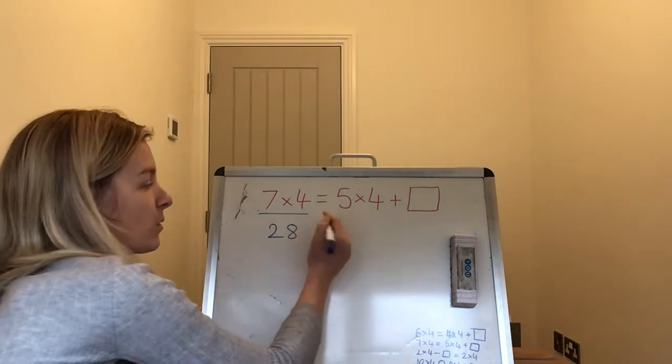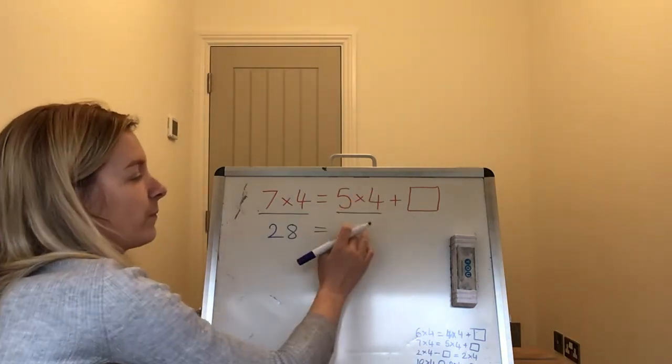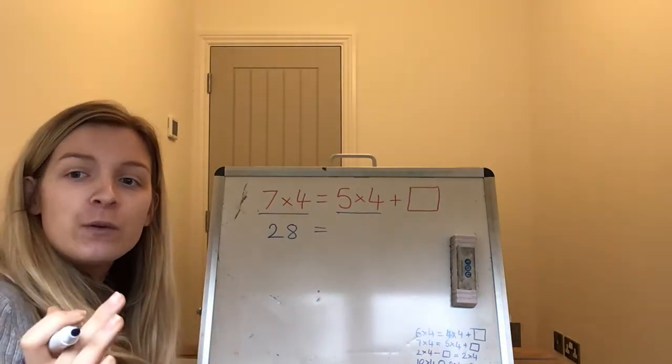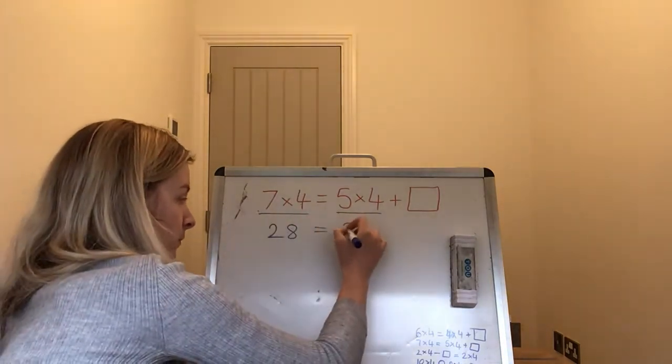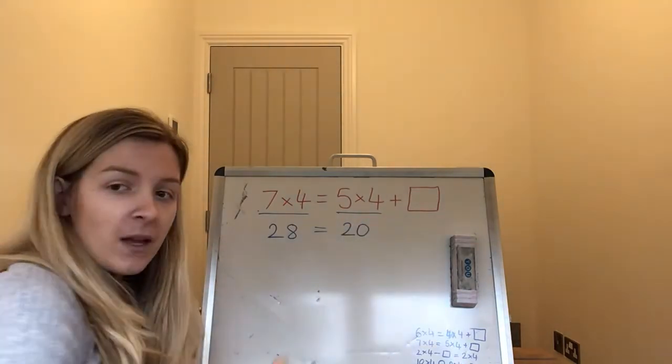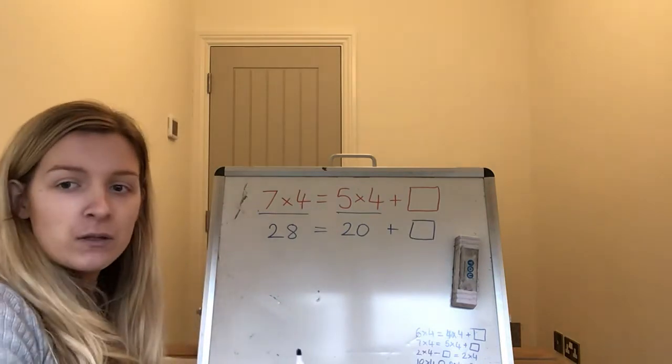Then we have that equal sign, okay? Now, let's work out this part. 5 4s, we all know that quite confidently now, are 20. And now, we can worry about this box, okay?